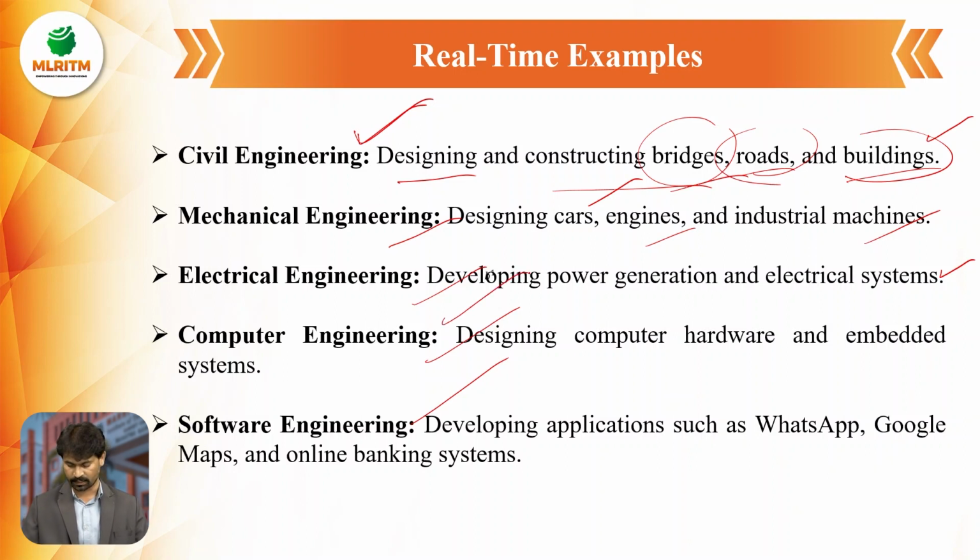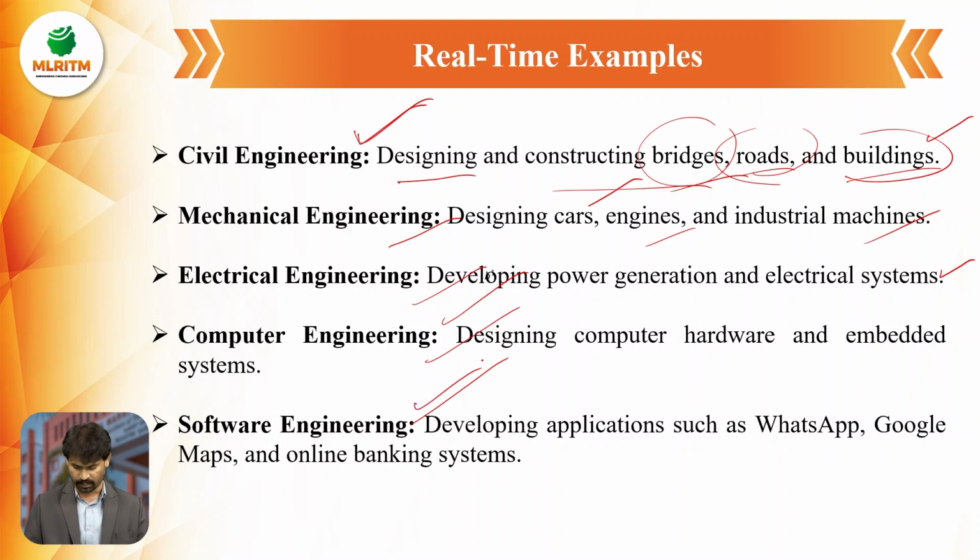And computer engineers, designing computer hardware and embedded systems. Suppose you take any electronic product, there will be software required to operate or to perform some task. Suppose you take any vehicle, there is an audio system, a video system, a playing system, and a moving system. So there also some software is required. That is nothing but embedded systems.